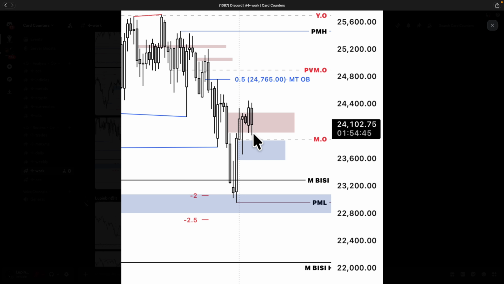I'm looking to see if we end up coming back and closing back under this imbalance's low. So I'm looking to see if the daily candle is going to come back, close below the imbalance's low, as well as close below the previous day's candle's open. So I was looking to see if price action is going to close below the previous day's open.